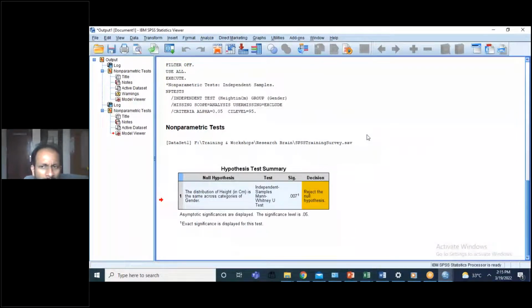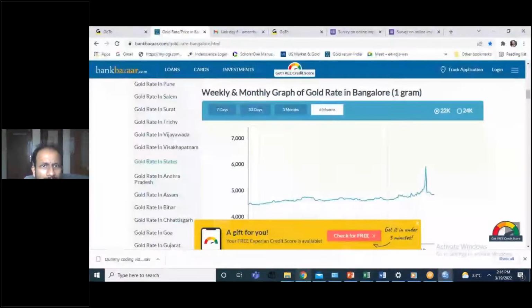Now, when it comes to the response, does anybody have any doubt? Anybody having any doubt in this? Anyone having any doubt?